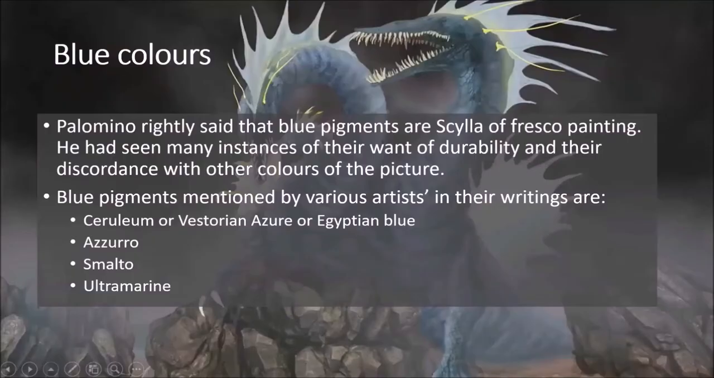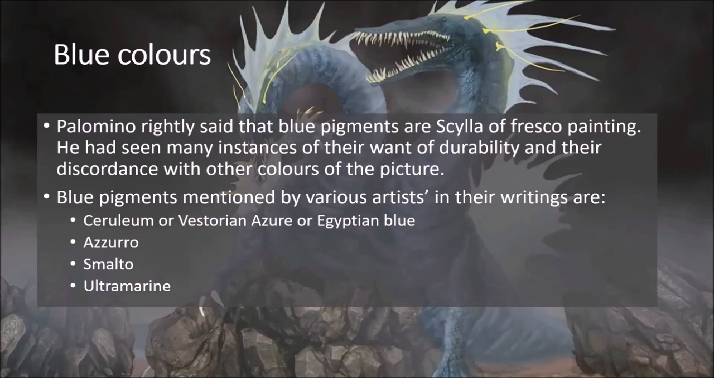Palomino, an art writer of earlier times, rightly said that blue pigments are the Scylla of fresco painting. Scylla is the sea demon. He said so because he had seen many instances of their want of durability and their discordance with other colors of the picture. Blue pigments mentioned by various artists in their writings are cerulean, Vestorian azure, or Egyptian blue, azuro. I'll just talk about it. This is important because blue pigments were not very common and were not durable. So we'll be talking about some important blue pigments.